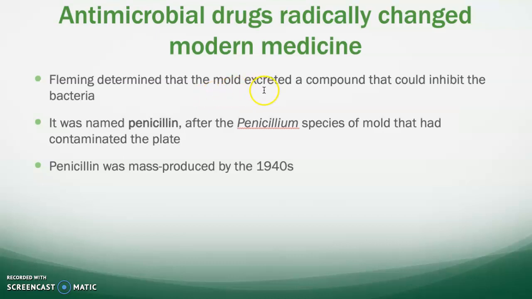And so what he determined was the mold was excreting this compound that was inhibiting bacterial growth. He named it penicillin after the species of mold, and penicillin was actually mass produced in the 1940s, just in time to save thousands, if not hundreds of thousands of lives during World War II.